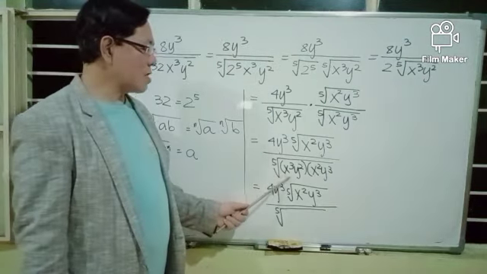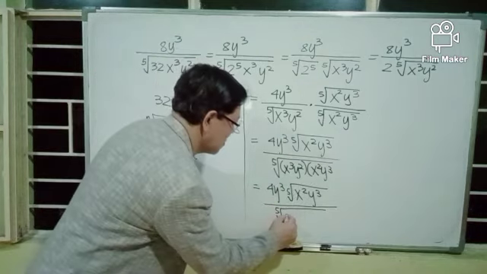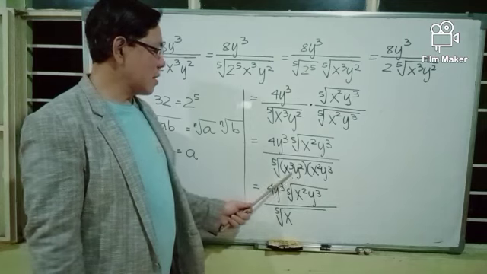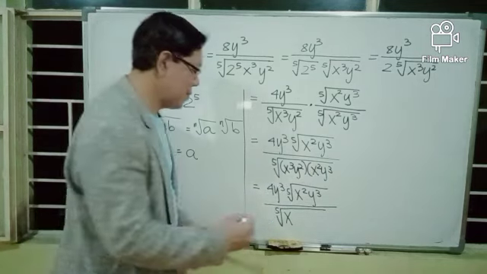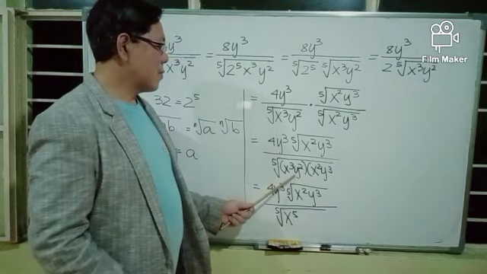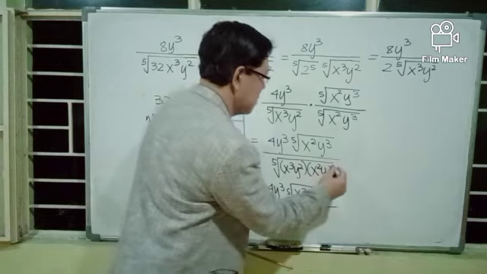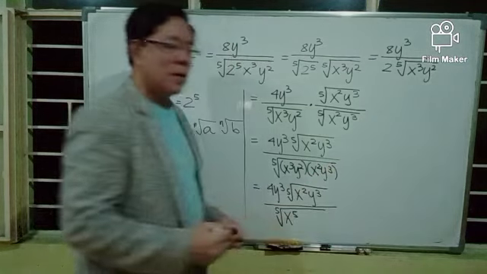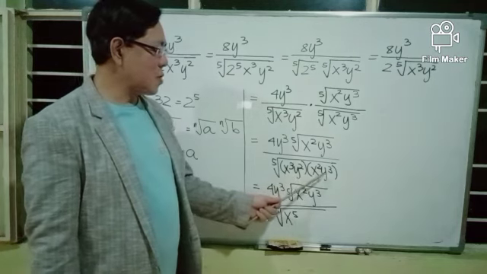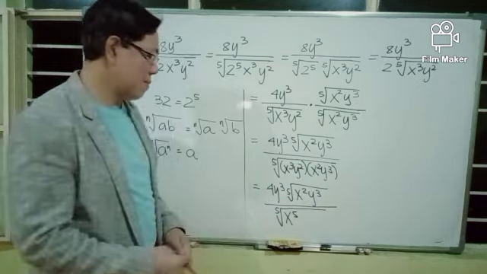We multiply x cubed and x squared, the common base is x. And we add the exponents of x. 3 plus 2 is 5. And we multiply y squared and y cubed. Again, by property of exponent, we copy the common base y and we add the exponents of y. 2 plus 3 is 5.